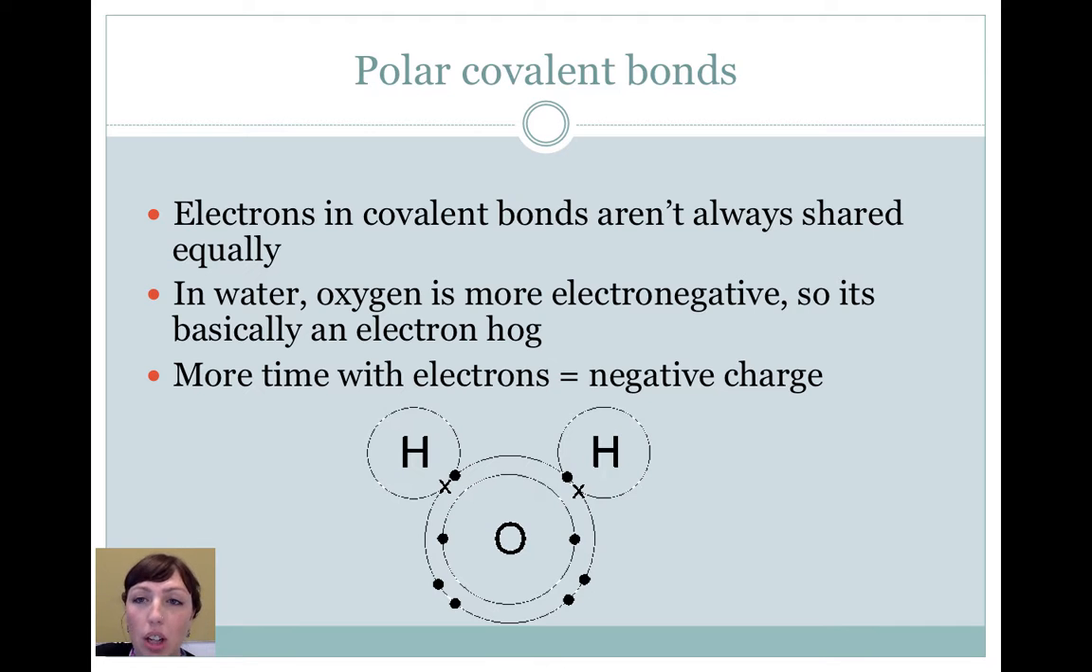Electrons in covalent bonds aren't always shared equally. So in water, oxygen is more electronegative than hydrogen. So basically, it hogs all of the electrons. Because oxygen is so massive and more electronegative, electrons tend to spend more time around oxygen. That is, at any single moment, you are most likely to find one of those electrons around an oxygen rather than a hydrogen. And so what that means is that oxygen has a slightly more negative charge.